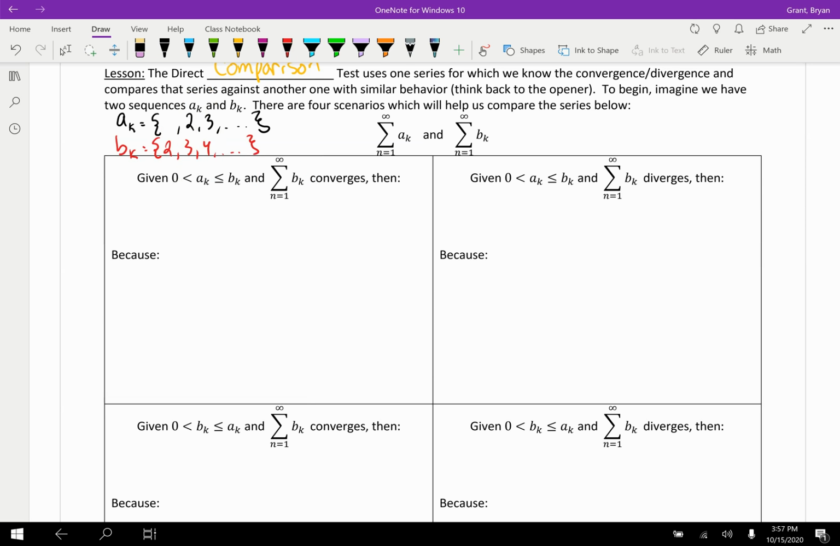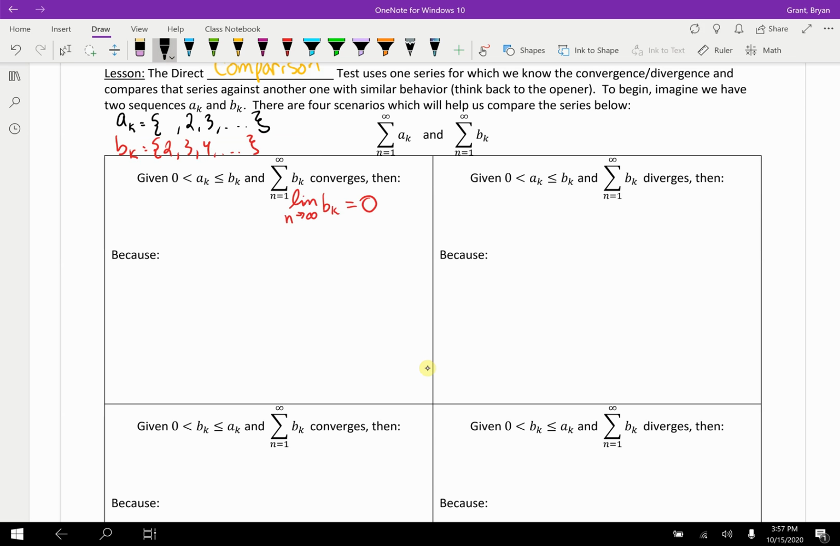Because we know it converges, by the nth term test for divergence, we know that the limit as n approaches infinity of the sequence, not the series, of the sequence, has to equal 0, right? That's our nth term test right there. And so then something interesting happens.